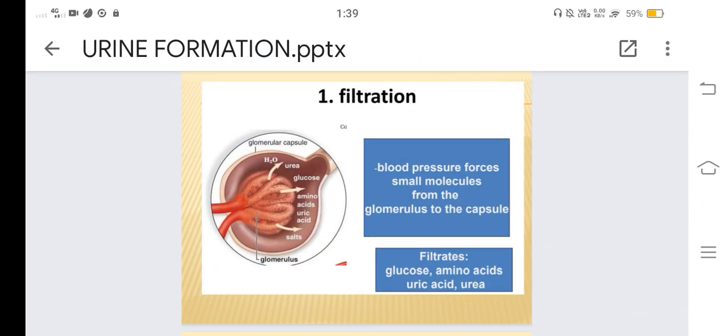Blood pressure forces small molecules from the glomerulus to the capsule. Then it filters glucose, amino acids, uric acid, urea. Here we can see a picture of the glomerulus. H2O passes out, urea also passes out, glucose, amino acids, uric acid, salts. The glomerular capsule is also there.